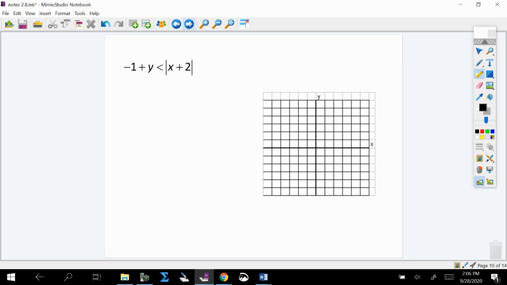Last one I want to show you is what if we combine the two lessons that we just did? What if we combine an absolute value graph with a shading and an inequality graph? So to do this one, I'm going to start by adding 1 to both sides because I want to get y by itself.